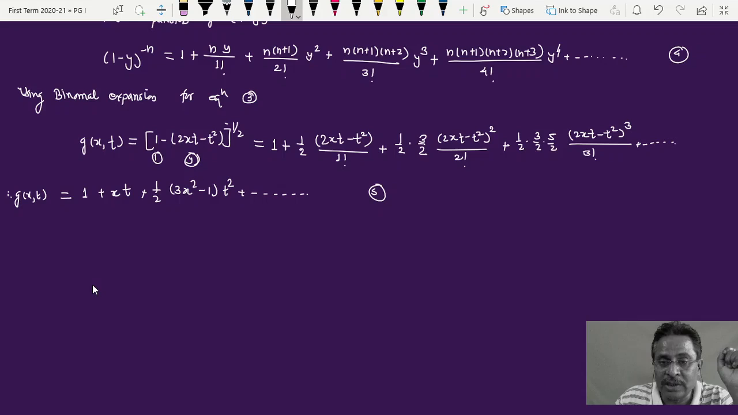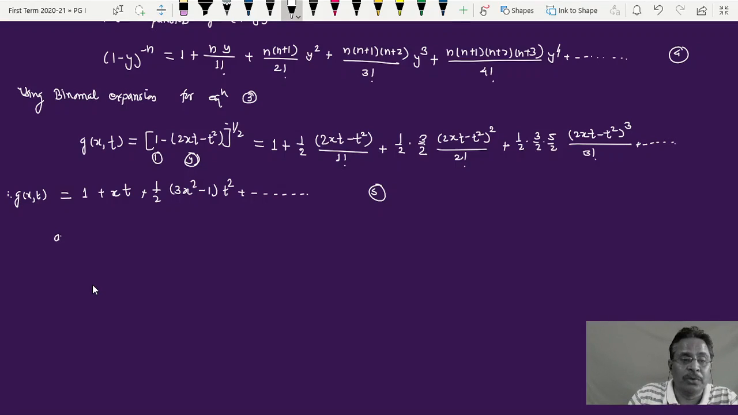For that you have to solve this. Solve each term in it: first, second, third, fourth, at least 3-4 terms, and then rearrange the terms. You will get this series as g of x,t is equal to 1 plus xt plus 1 half (3x square minus 1) into t square, and so on. Okay, this is equation number 5.